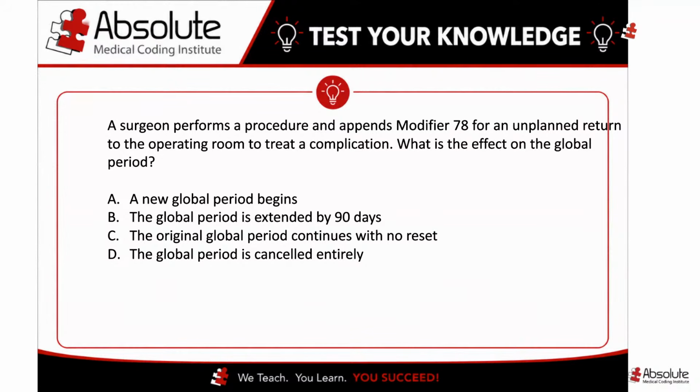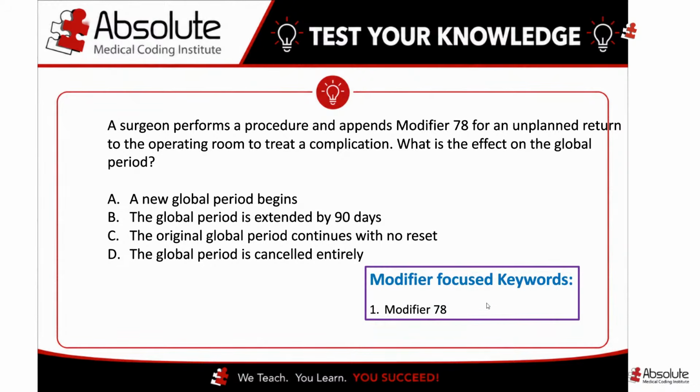What is it? If it's an unplanned return to the OR to treat a complication related to a procedure, what does it do to the global period? It's C, because the original global period continues because it's really related and pertinent to that initial procedure. It is directly related or caused by that original procedure.